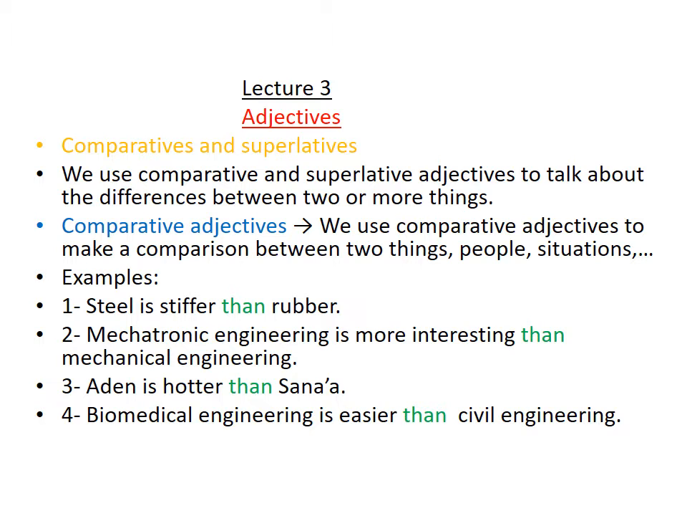Today we'll talk about the adjectives also. So when we use adjectives, when we describe, we will mention the adjective, or we can compare between two things or more. How can we compare between two things or more than two things? We will see today how, using what we call comparatives and superlatives. Comparative adjective and superlative adjective. We use comparative and superlative adjectives to talk about the differences between two or more things.